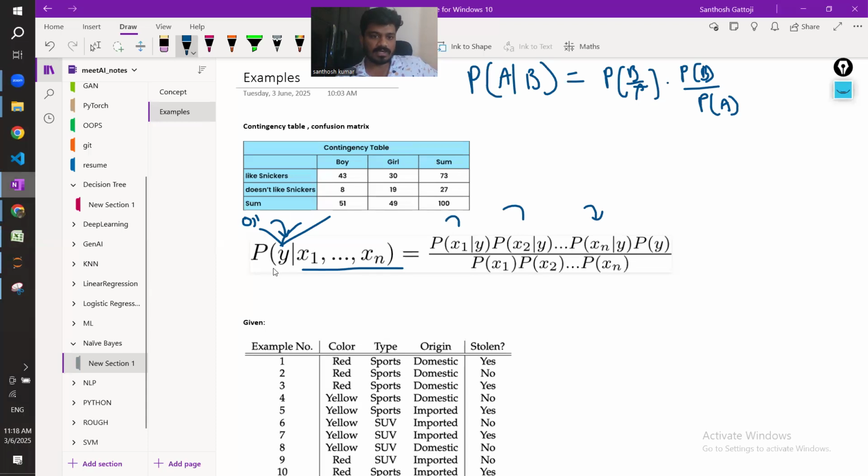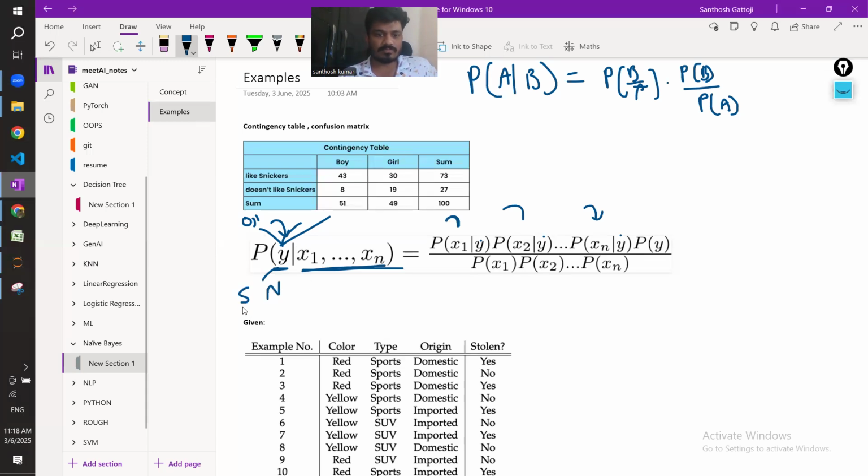I'm saying, what is the probability of surviving given all these features? Within all these formulas, what is the probability of getting gender as male given he has survived? Here y is, for example, survived. So we need to consider two cases, survived and not survived.